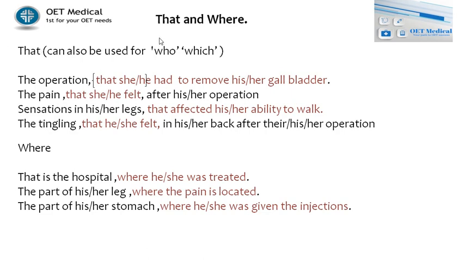You can also use which. So we could say the tingling which she felt in her back, or the sensations in her legs which affected. So that and which can be interchangeable, but not always. Where? That is the hospital where she was treated. The part of his leg where the pain is located. The part of his stomach where he was given the injections.